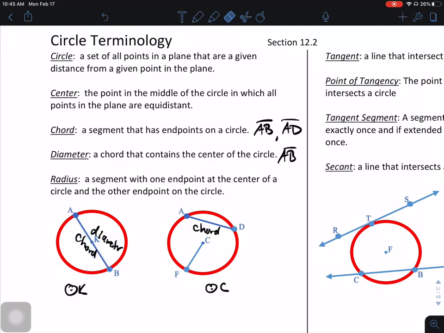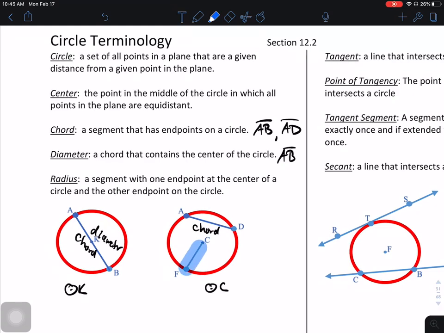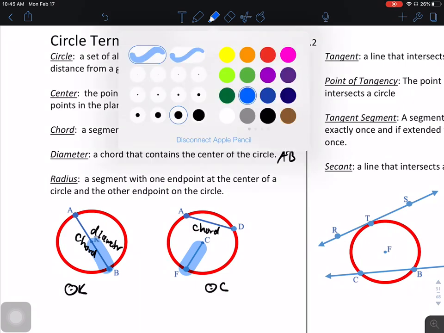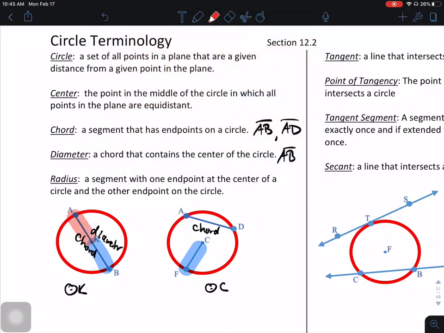Radius. There are three of these in the two pictures. A radius is a segment with one endpoint at the center of the circle and the other endpoint on the circle. This is a radius, this is a radius, and this is a radius. So segment AK, segment KB, and segment CF. I'm going to write one of those in the picture so it's easy to see. Radius.